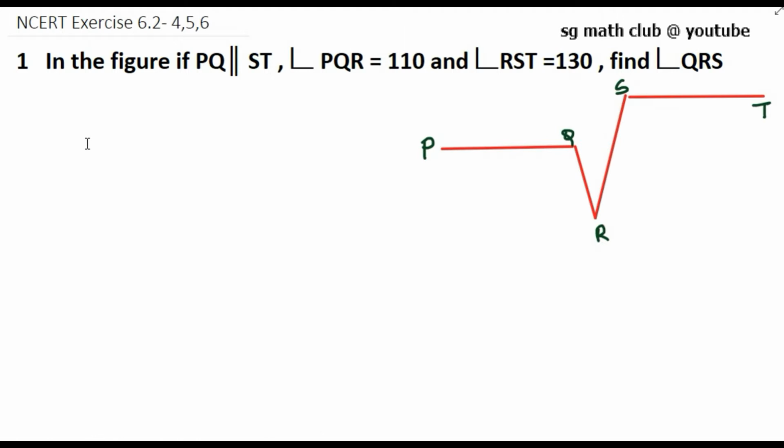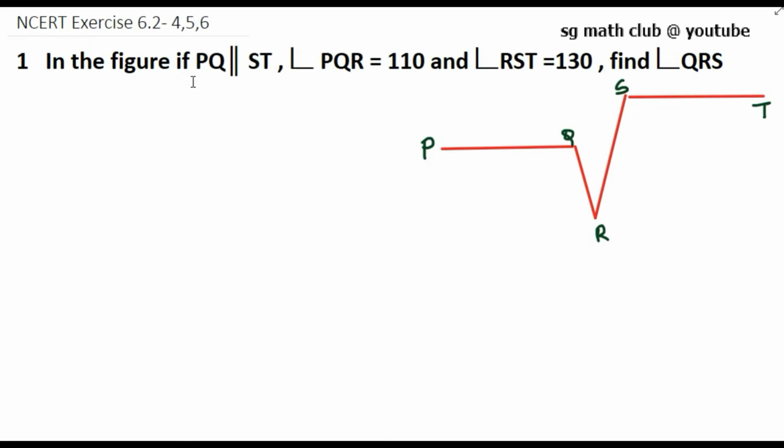We have already studied transversals, and we have seen that when a transversal intersects two lines, we get corresponding angles, alternate angles, co-interior angles, etc. And also we have seen the properties of corresponding angles, alternate angles and all those things. Today in this video we are going to do some problems based on that.